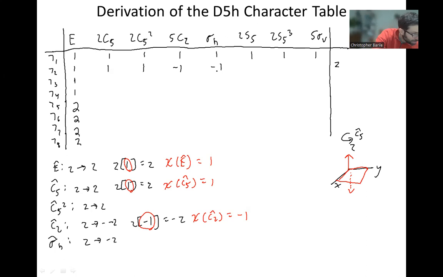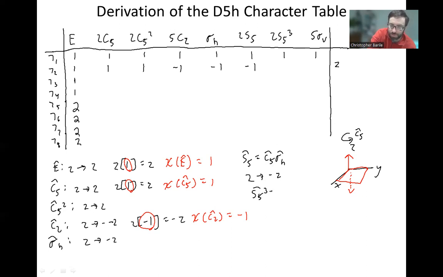All right, and so our next one is the S5 operation. So for the S5 operation, we have to remember what an S5 is. That's a C5 followed by a sigma h. And we can do this quite quickly because we know a C5 did nothing, it just took z to z. And we know a sigma h took z to negative z. So we went z to z and then to negative z. So overall, z went to negative z. And so we're going to get a -1 there, just like before.